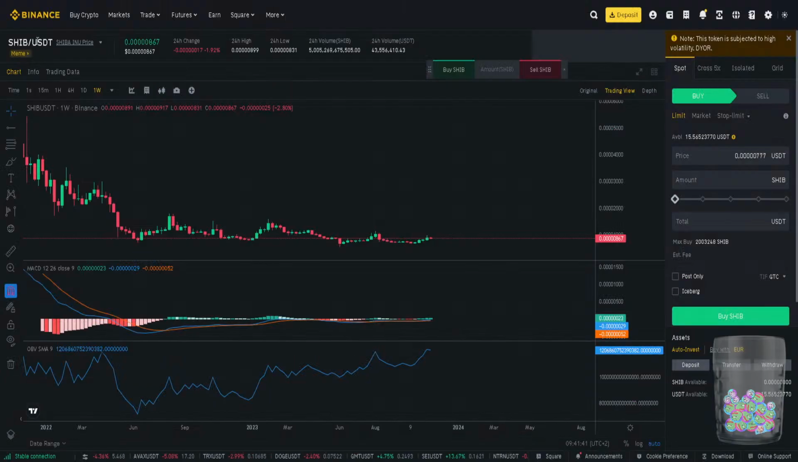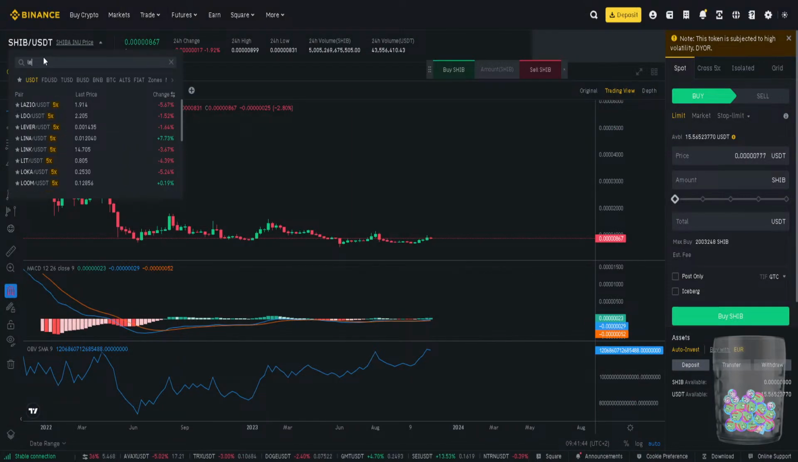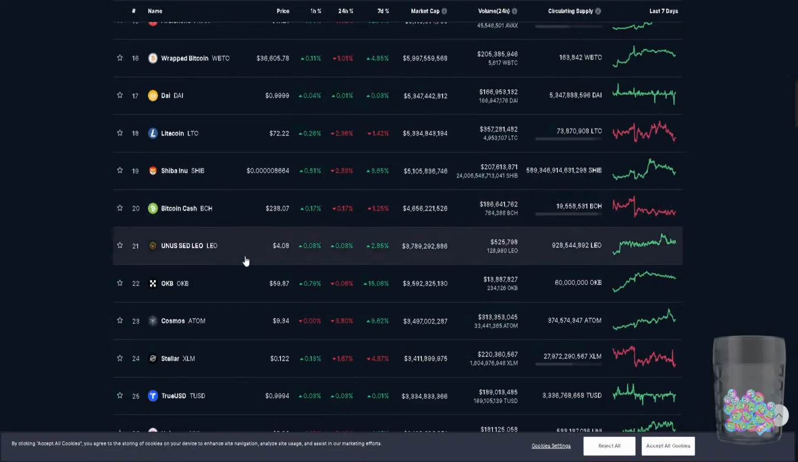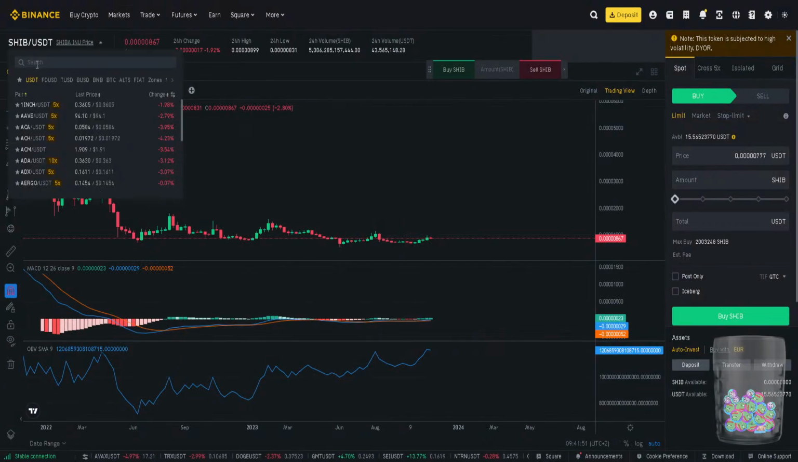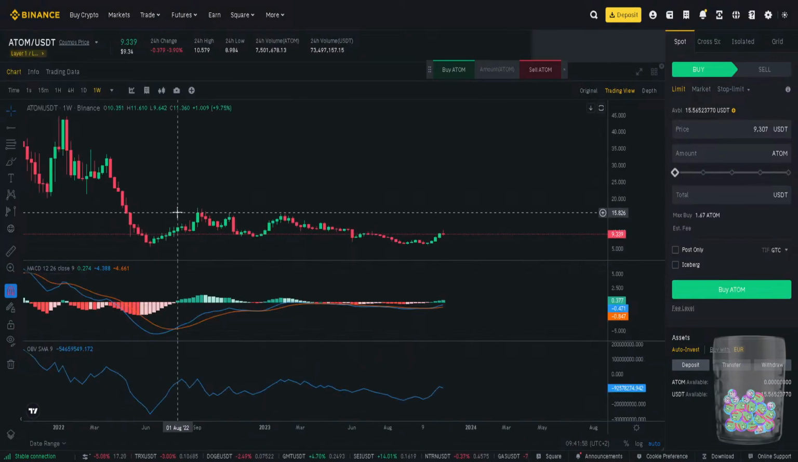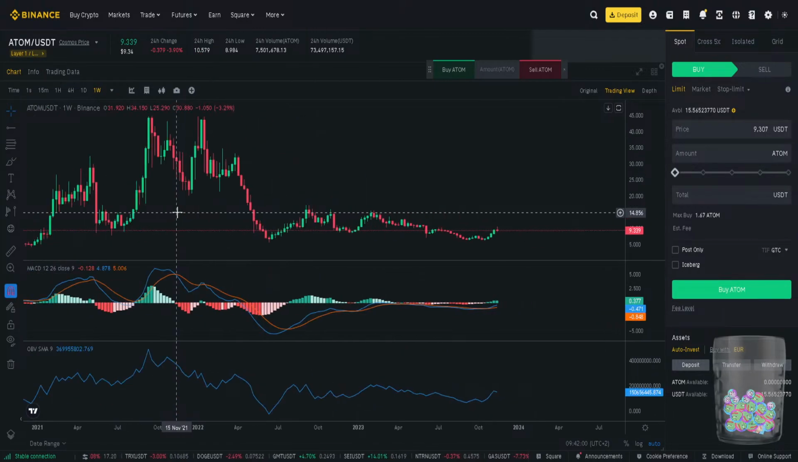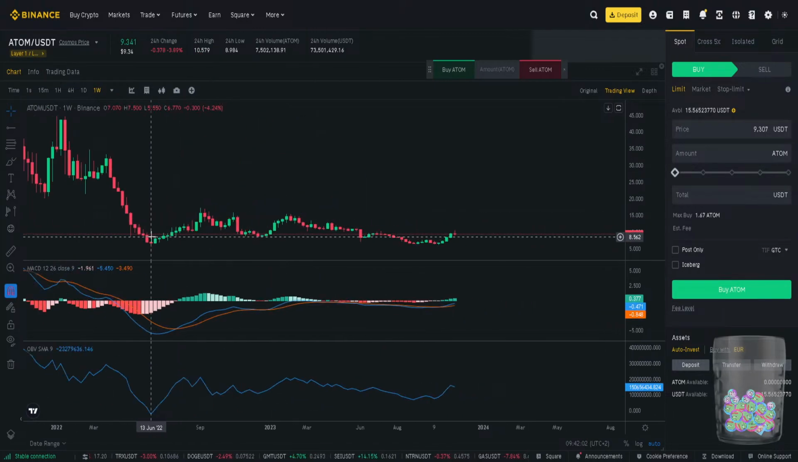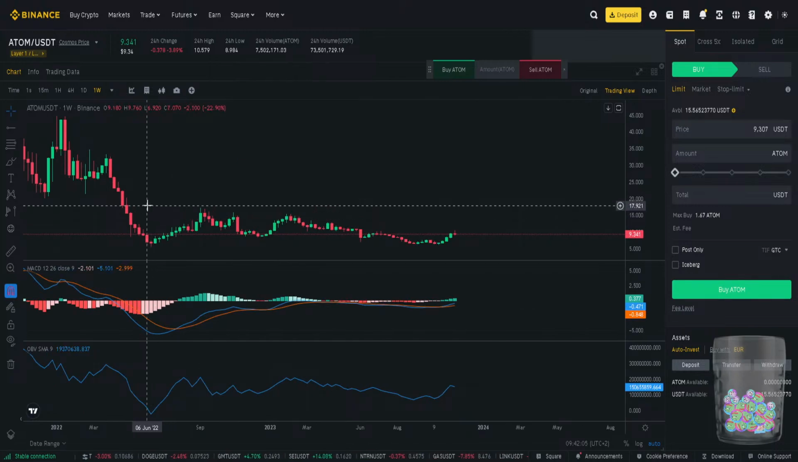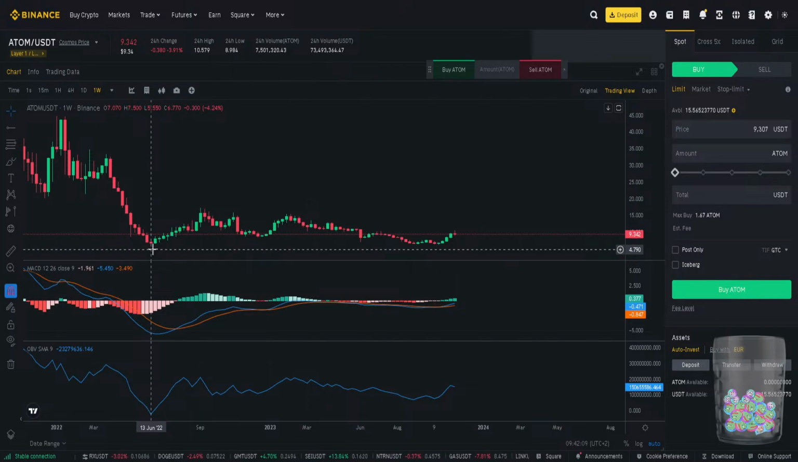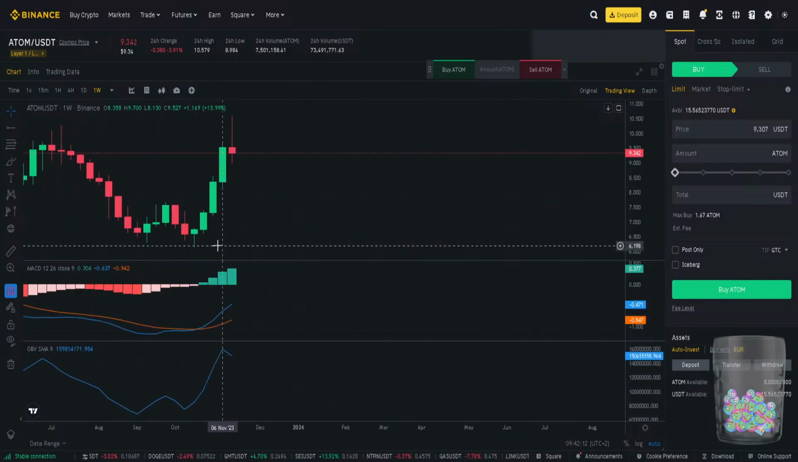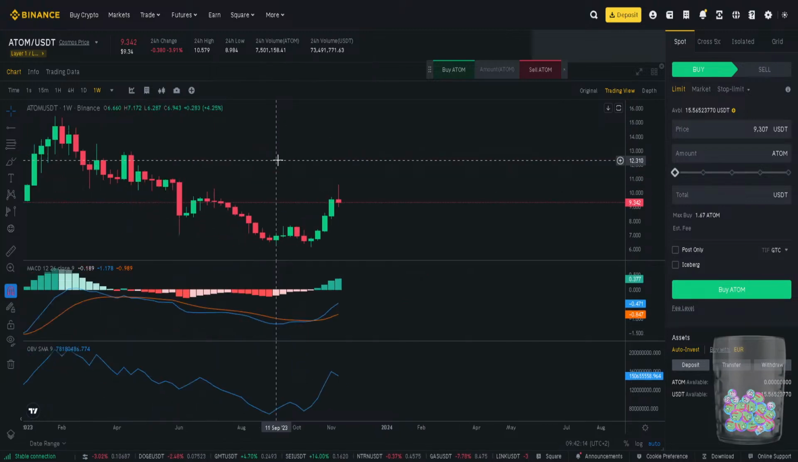Bitcoin Cash, not really interested in that. Is Leo listed here? I don't think it is. No. Okay, coin Cosmos Atom. Pretty chart. There's no divergences, which is interesting. I haven't really found one that doesn't have divergences yet. V bottom, I don't like that.